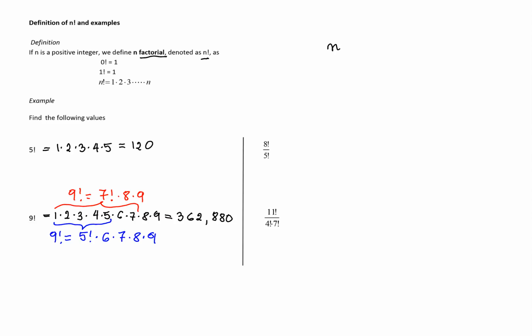So we can write n factorial as k factorial times the remaining factors, which will be the next number after k, which is k plus 1, then the number after that, k plus 2, and we continue until we reach the number n. And this can be done for any k that is less than or equal to n. So for example, 10 factorial can be written as 8 factorial because 8 is less than 10, and then we multiply it by the remaining factors, so it's going to be 9 times 10.